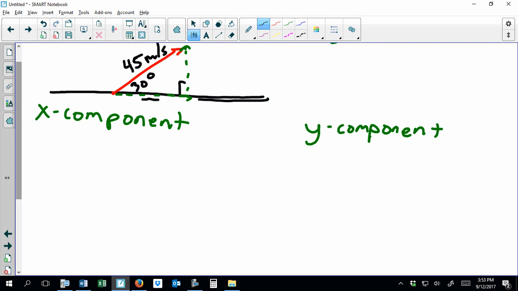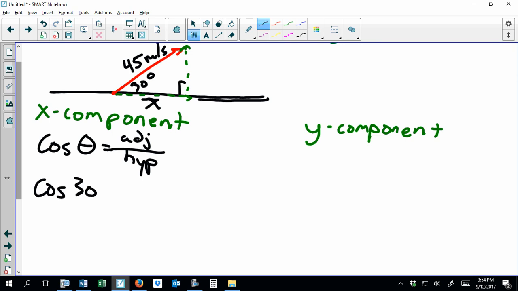So I'm going to start with my x component. That's this piece right down here. And if I'm dealing with the x component, I've got my adjacent side as well as my hypotenuse. So if I've got adjacent and hypotenuse, I want to start with cosine of the angle is the adjacent over the hypotenuse. I'm going to substitute in cosine of 30, because that's my angle this time, is my adjacent. I'll put an x because my x component, and my hypotenuse, 45.